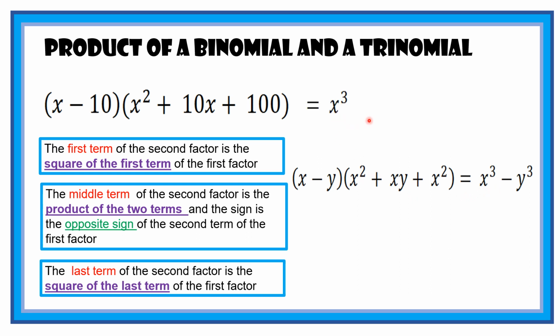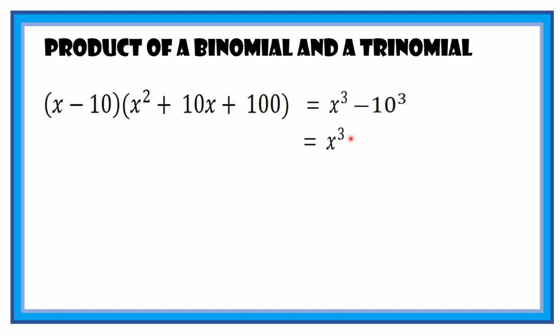x cubed minus 10 cubed. Bakit siya 10 cubed? Kasi 10 ang last term natin. So 10 cubed. So simplify natin. So we have x cubed minus 1,000. So ito na yung final answer.